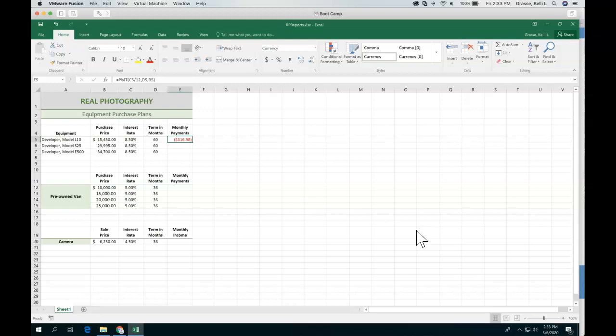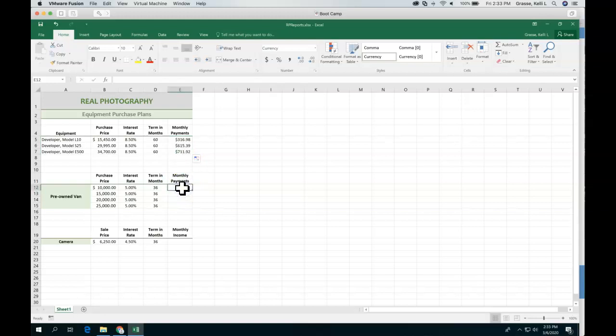Sometimes people don't like to see it that way. So if you prefer to see that as a positive number, you can just click in front of the formula, after the equal sign, before the P, and type in a minus sign. Again, two negatives equals a positive, so we're going to change that to a positive number if you prefer to see your monthly payments that way. So once we have that in there, we can go ahead and copy that down the column. And we could see what our monthly payment would be for each of the different models we're looking at here.